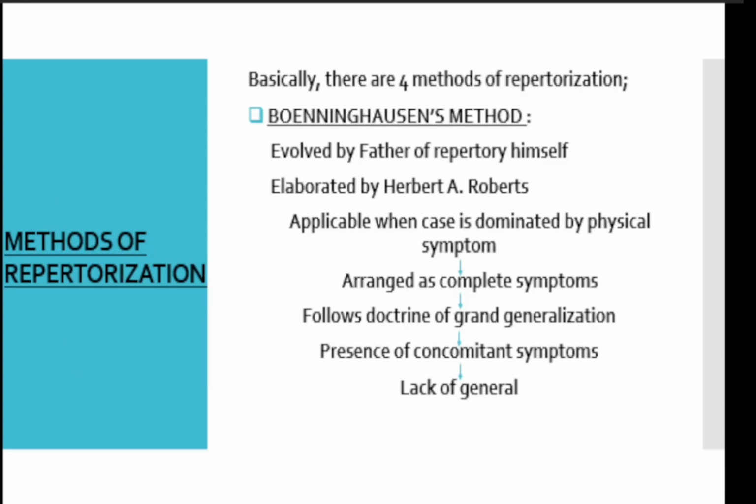Now, how exactly do we use this index? Because every patient is different, homeopaths have developed different methods of repertorizations. Let's look at the four basic methods. The first is Bonning-Hussein's method. Bonning-Hussein is known as the father of repertory, and his method is heavily dominated by physical symptoms. If a patient comes to you and they don't have many general or mental symptoms, but they have very clear, complete physical symptoms, this is the method you use. It relies on the doctrine of grand generalizations and look closely at concomitant symptoms.